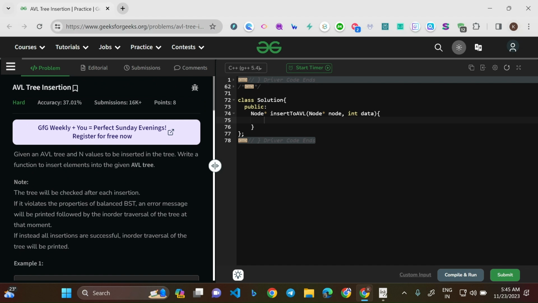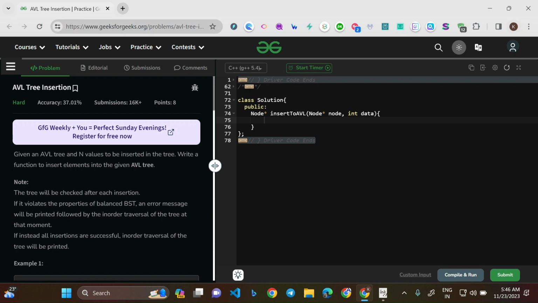So given an AVL tree, what do you mean by AVL tree? AVL tree in the sense, binary search tree. So before you proceed further, it's expected that you get familiarized with what a binary search tree is, what the conditions of a binary search tree are, and then proceed further in solving this question. All right. So given an AVL tree and n values to be inserted in the tree, write a function to insert elements into the given AVL tree.